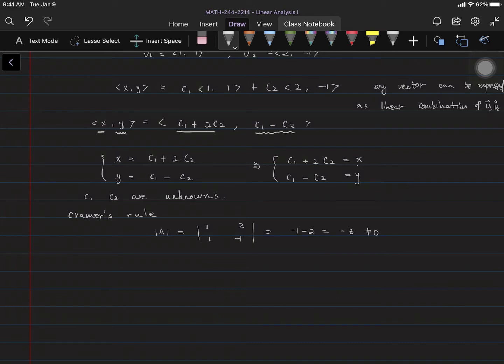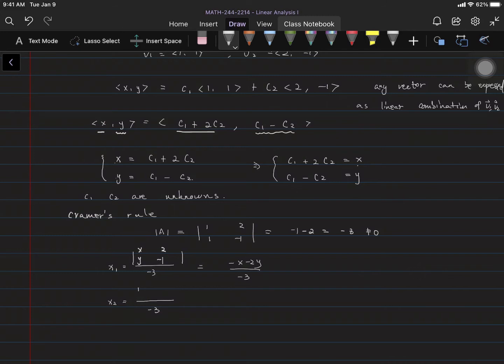So we say this linear system has a unique solution, and the solution is x1 equals what? x2 equals what? Do you remember Cramer's rule? Cramer's rule is the determinant of B1. B1 means replace the first column by B. So B are x and y for this case. And the second column, same thing. Let's simplify. So negative x minus 2y over -3. Is that correct? You don't have to simplify.